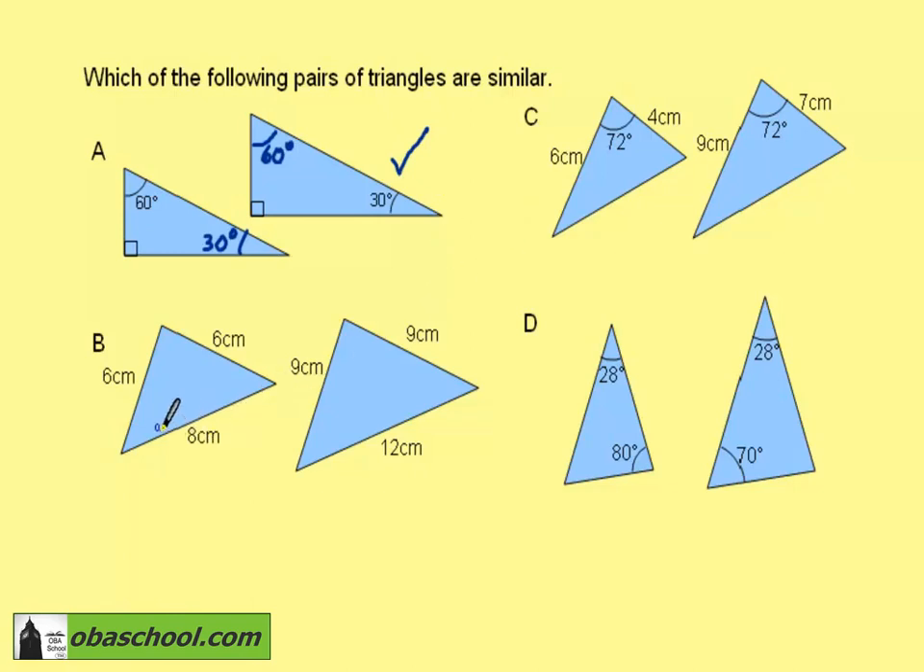Now consider these two triangles. Here we have a 6 centimeter side and here a 9 centimeter side. 6 and 9 and 8 and 12. 6 to 9 would cancel down to 2 to 3. 8 to 12 also cancels to 2 to 3. So all of the sides are in proportion, and therefore the triangles are similar.